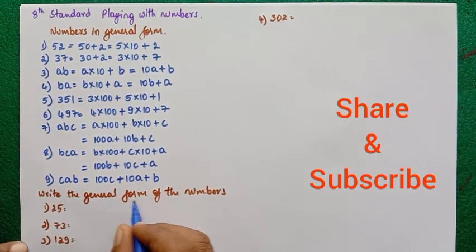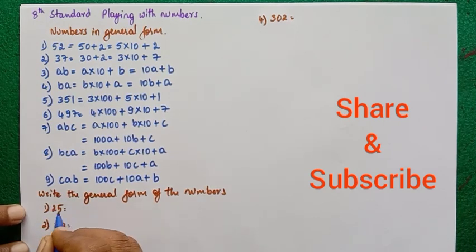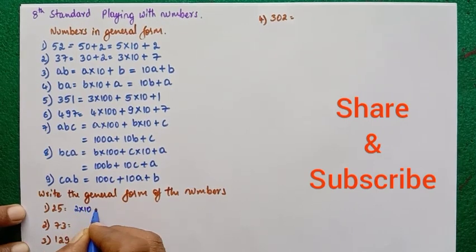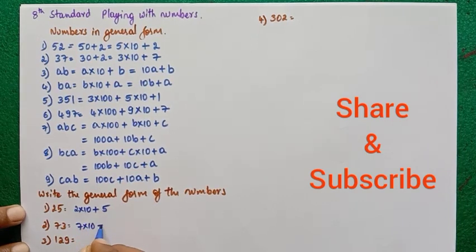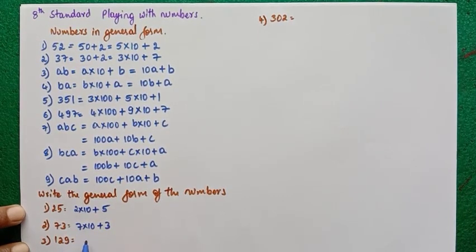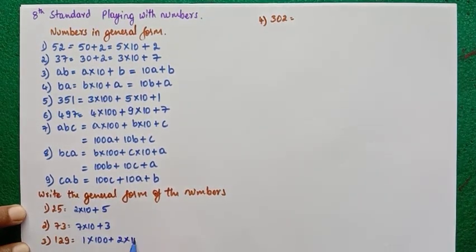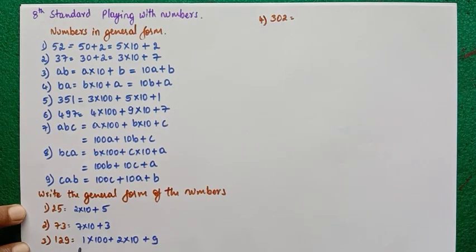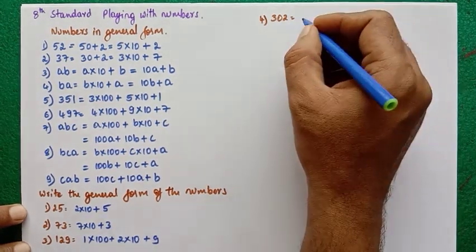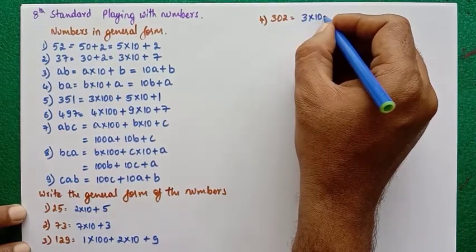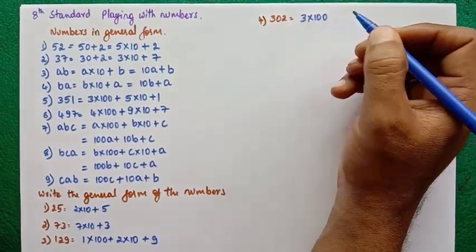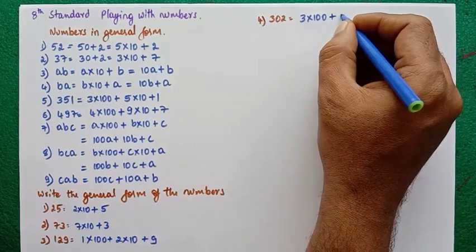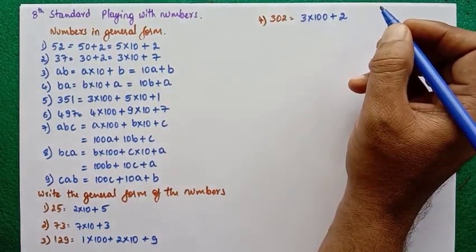Write the general form of the numbers. 25. How to write this? 25 means 2 into 10 plus 5. What about 73? 7 into 10 plus 3. What about 129? 1 into 100 plus 2 into 10 plus 9. What about this one? So, 3 into 100. In tens place, it is 0. So, no need of writing that one. Simply write plus 2. This completes this one.